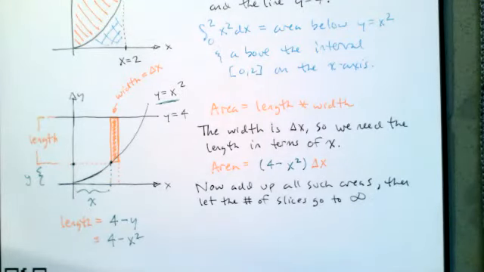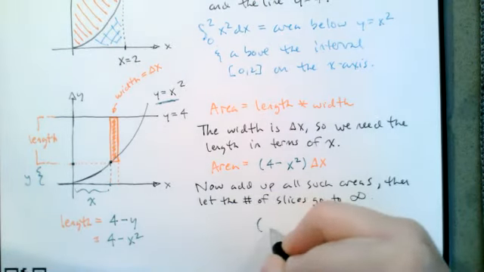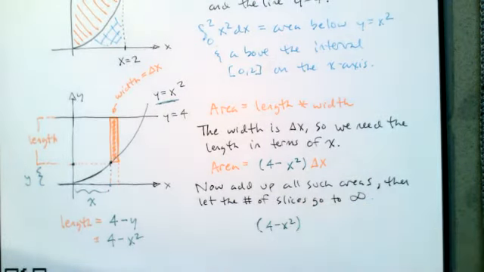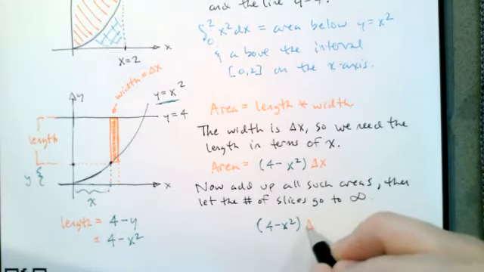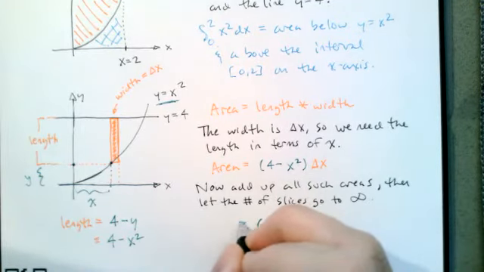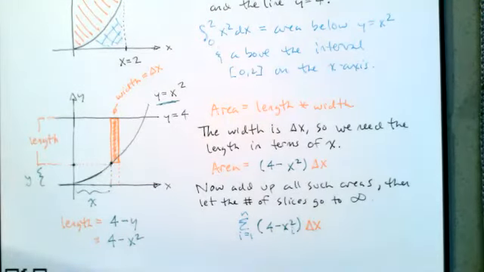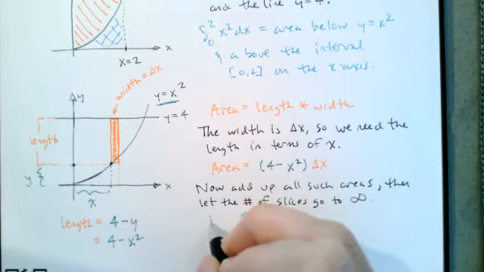So let all slices go to infinity. I'm going to take all the slices that have the form 4 minus x squared. The width is delta x. I'm going to add up all of these slices, because I'm going to index the slices, and then we'll let the number of slices go to infinity.